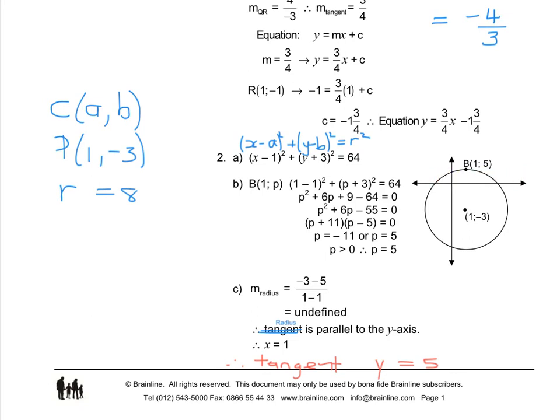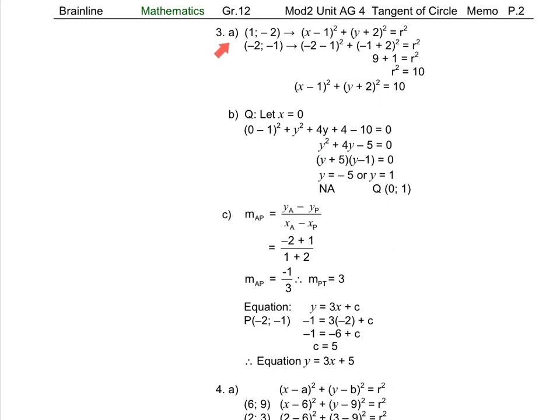In question 3a, we have to determine the equation of the circle, and we were given the center, and we were also given a point on the circumference of the circle. Therefore, if I use my standard equation of a circle with center (a, b), I can substitute a with 1 and b with minus 2. If I then have minus a minus 2, it becomes a plus 2 inside the bracket.